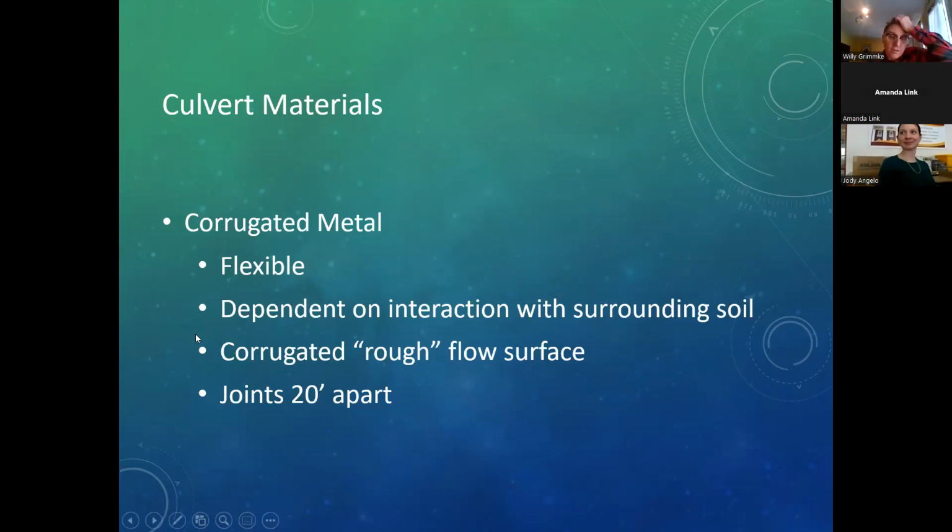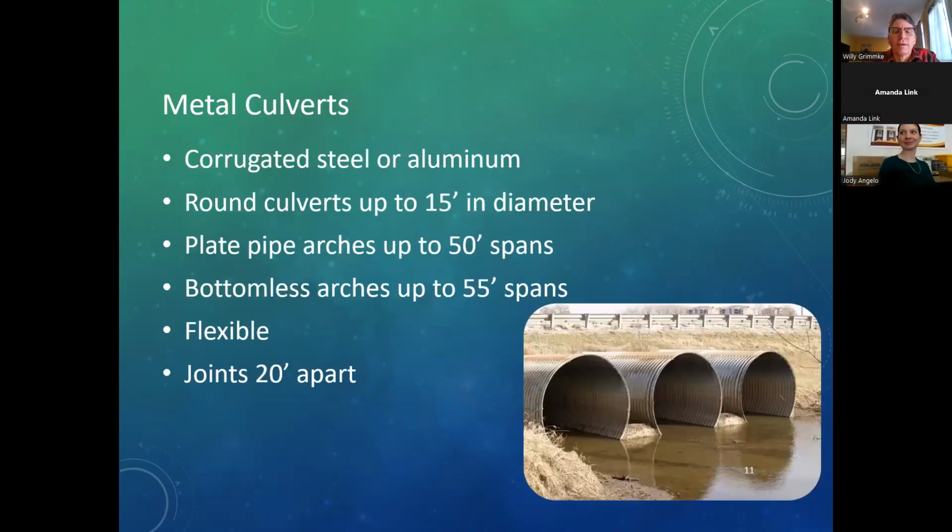The corrugated pipe has a rough surface inside. It's corrugated, so as a result, it can have some flow characteristics and may have, from time to time, depending on the performance of the culvert, some penalties for capacity. And with metal pipes, the joints are typically 20 feet apart.